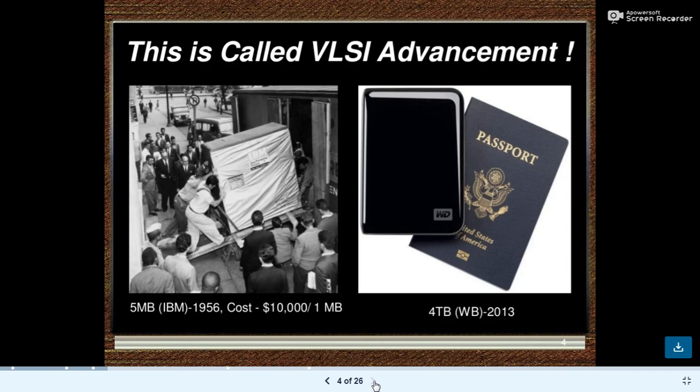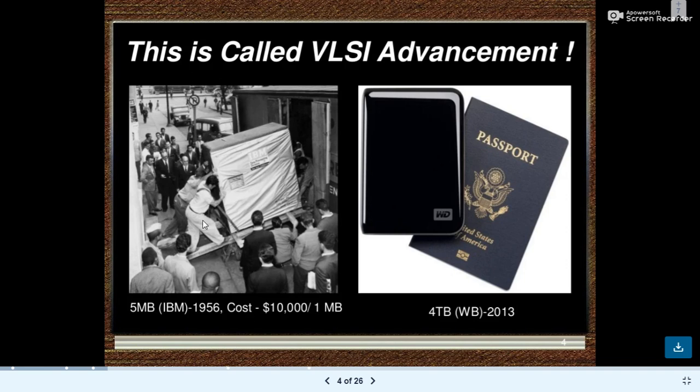Now in today's world, in 1956 in this image you can see the 5 MB hard disk was so huge and the cost was about $10,000 per 1 MB. And in today's world, this is a 4 TB hard disk, 4 terabyte hard disk, which is actually smaller, about the size of a passport. This is the image of 2013. So this is the power of VLSI. This is called VLSI advancement.